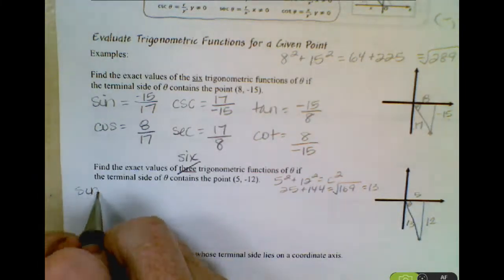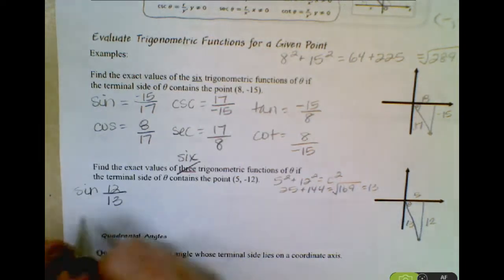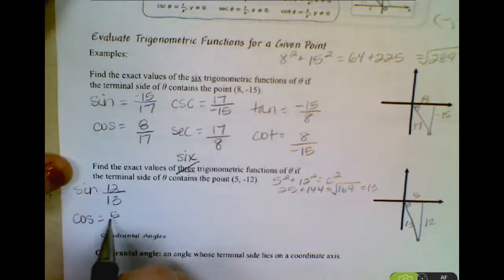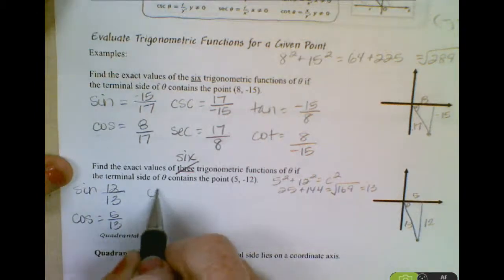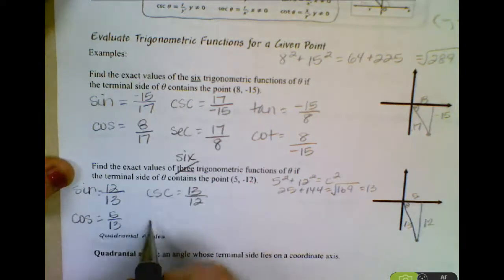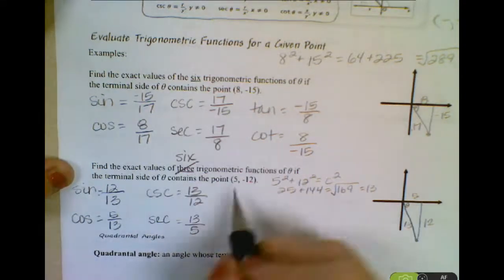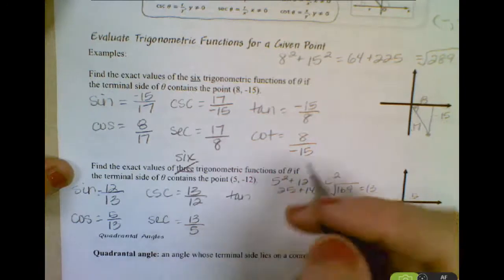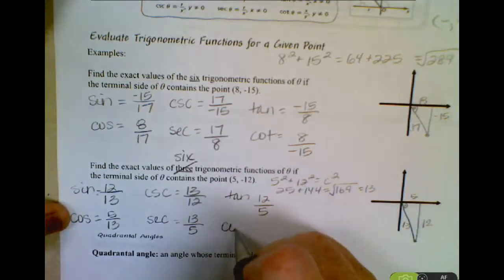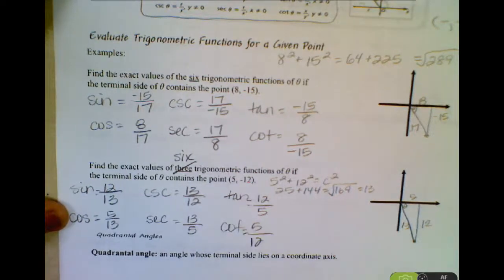So sine, you should have gotten 12 over 13. Cosine equals 5 over 13. Cosecant equals 13 over 12. Secant equals 13 over 5. Our tangent would be 12 over 5, opposite over adjacent, and our cotangent would be 5 over 12. Okay?